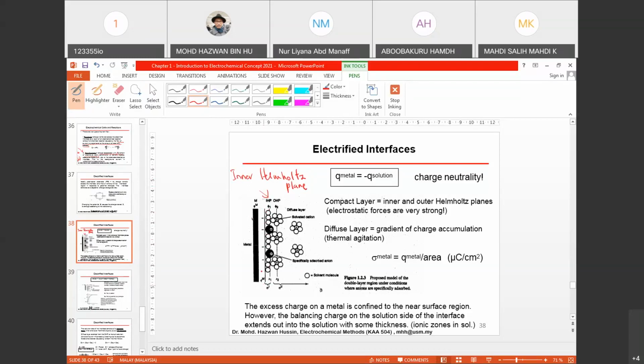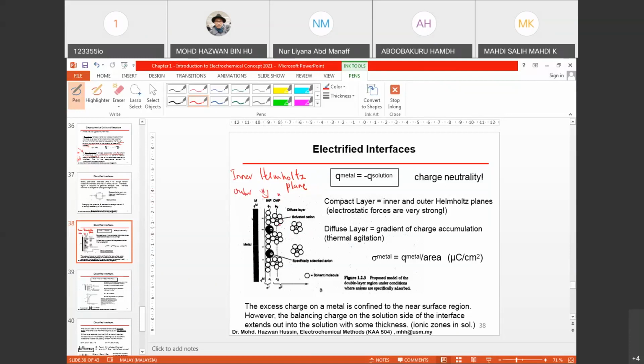When you have negatively charged ions attracted on the surface, it will create a flat plane. Then these negatively charged ions will attract another species, positively charged polyatomic ions, at the outer Helmholtz plane. This one is OHP, outer Helmholtz plane.